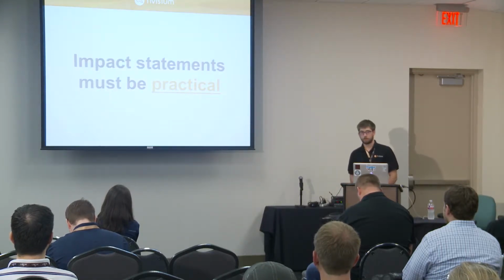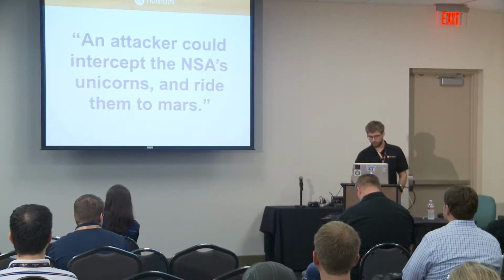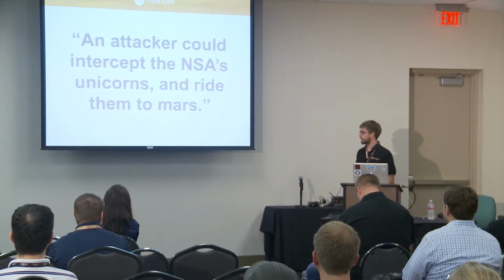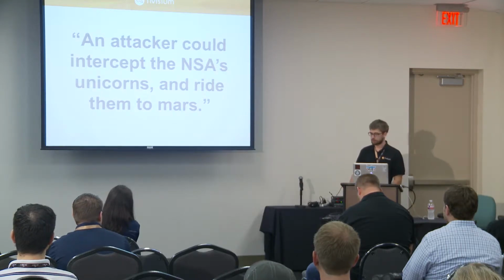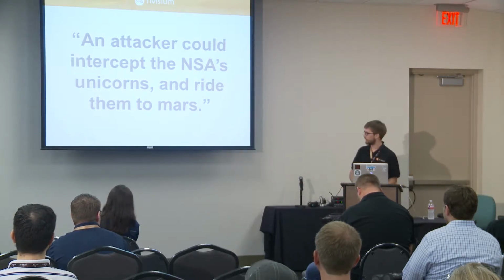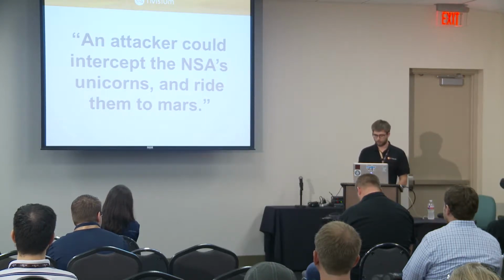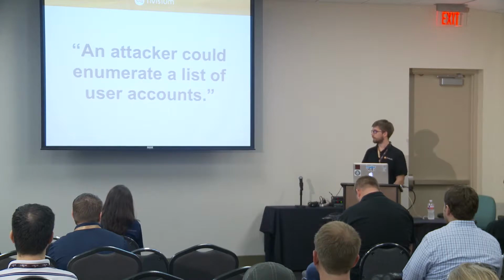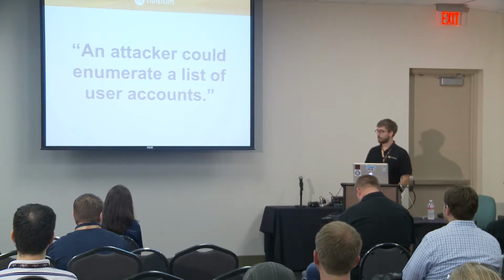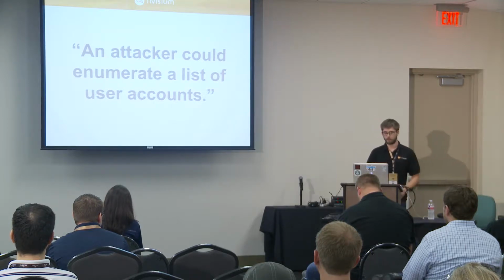So the impact statements have to be practical. For example, an attacker could intercept the NSA's unicorns and ride them to Mars. That's not super practical because we know the NSA doesn't have unicorns. And unicorns probably can't fly all the way to Mars. I'm not sure. They probably have to consume oxygen too, I think. So that's a non-practical example. This, on the other hand, is a very practical example. An attacker could enumerate a list of user accounts. Seems pretty easy to do. If you're the attacker, you should probably do that.